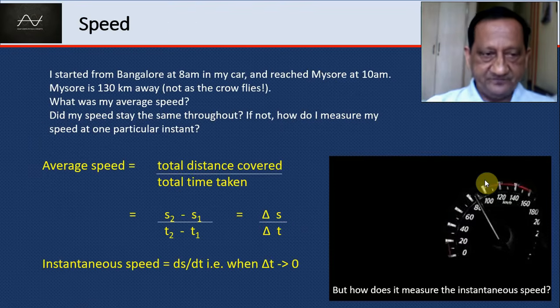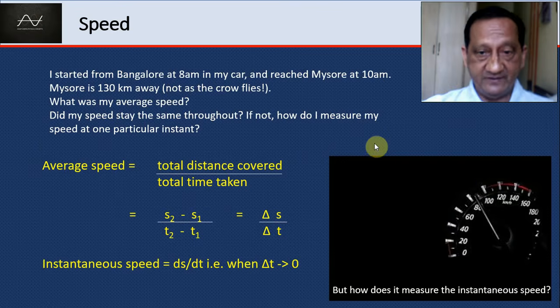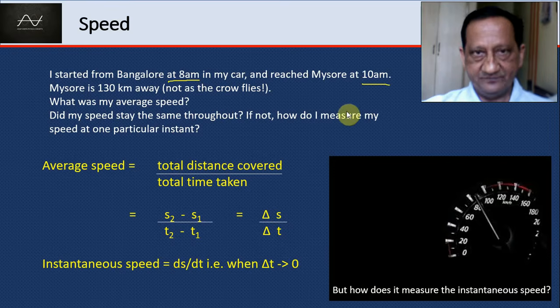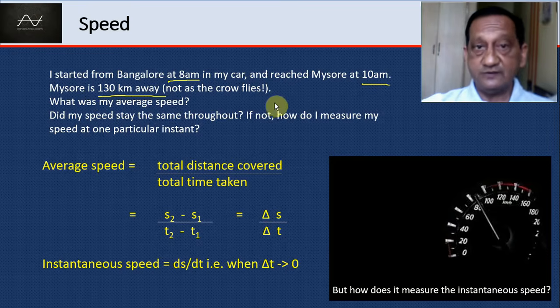What is speed? Well, as long as there's a motion, there is some speed, right? Suppose I start from Bangalore at 8 a.m. in my car and go to Mysore and I reach Mysore at 10 a.m. I took 2 hours. Mysore is 130 kilometers away, but not as the crow flies. I went along the road. So the length of the path was 130 kilometers.